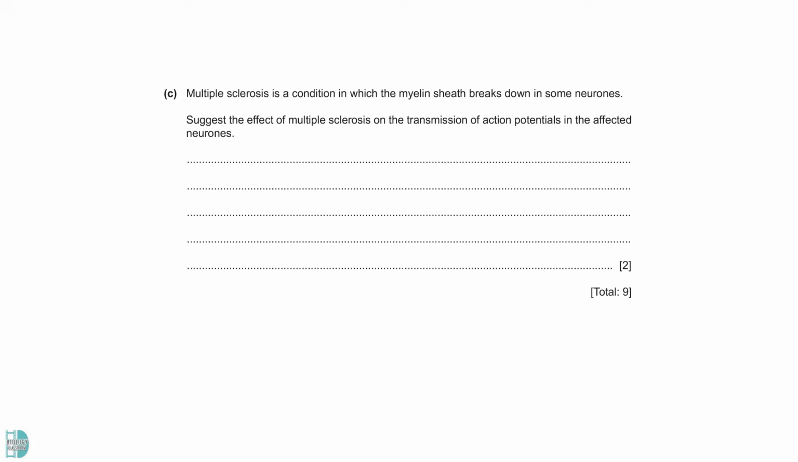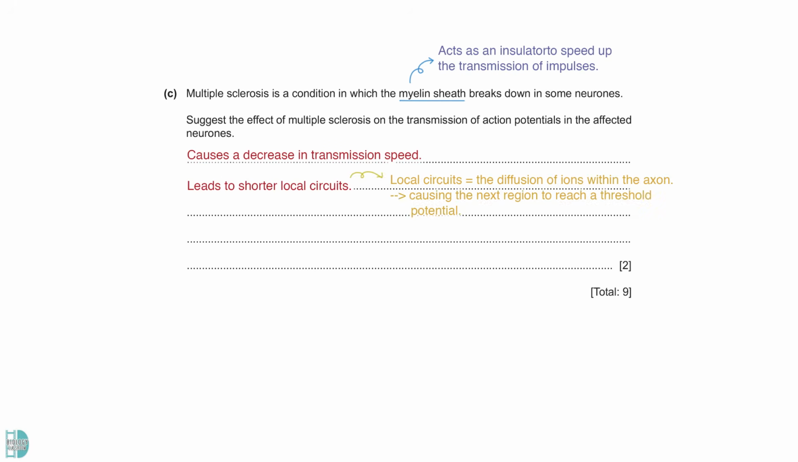C suggests the effect of multiple sclerosis on the transmission of action potentials in the affected neurons. The myelin sheath acts as an insulator, facilitating the rapid transmission of impulses. If it breaks down, the transmission speed will decrease. Less myelin sheath leads to a shorter local circuit.